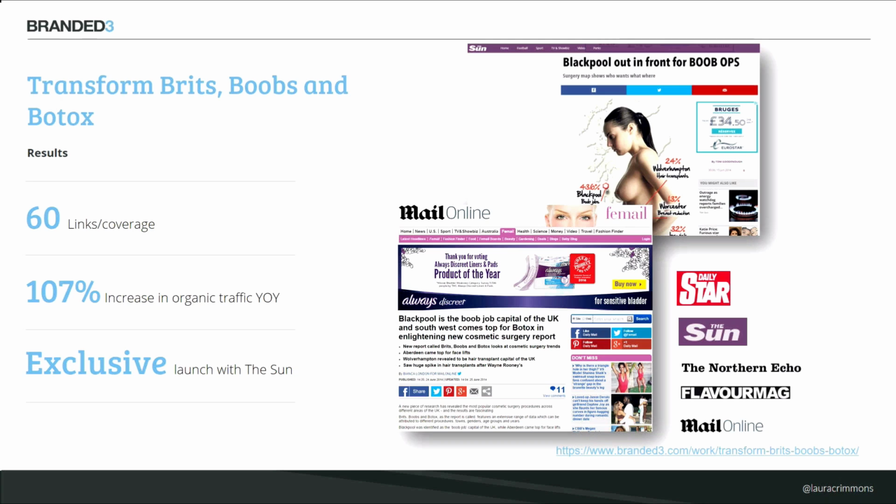So we had one story, so one angle from the story was where were the capitals for different procedures around the UK. So as you can see, Blackpool came out as the capital for boob operations in the UK. So that was one angle that was really great. But we could give each regional newspaper the stats for their exact region. We also had other stats, so we could then cut the data by age and look at any trends by age.